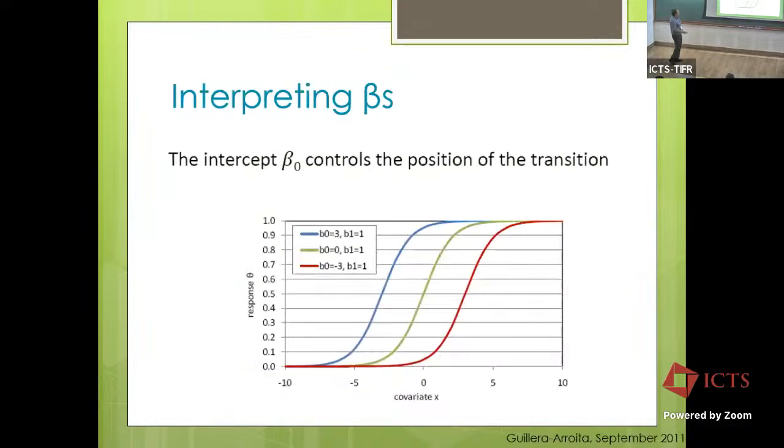All right. So a few things to just keep in mind. Your intercept, which was your beta naught, controls the position of the transition from 0 to 1. So if you have beta naught of 3, which is here, beta naught of 0, and beta naught of minus 3, you can see it's the same slope, so the curve is showing the exact same shape. But the location where it's transitioning from 0 to 1 is changing based on what the intercept value is. All right?